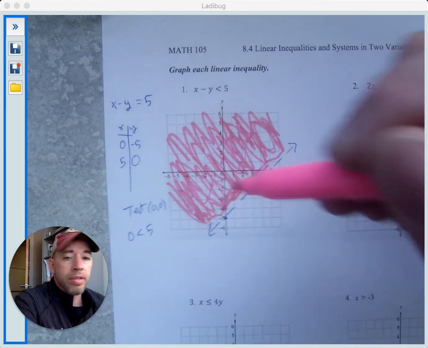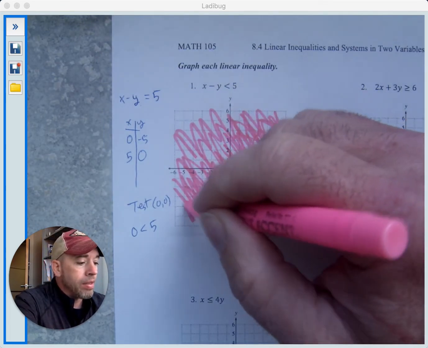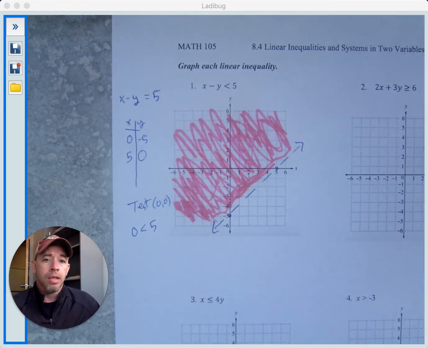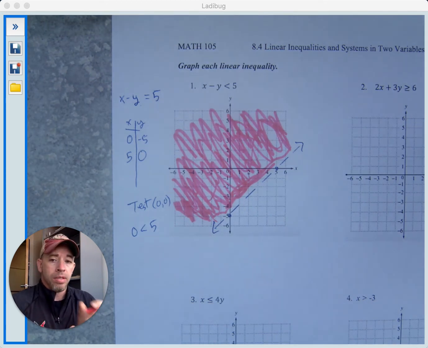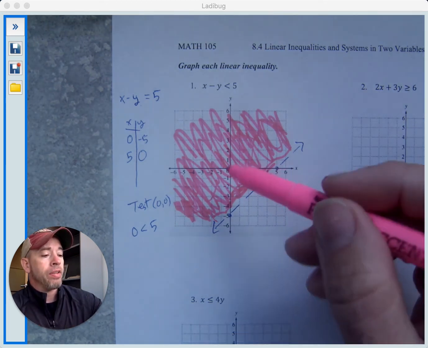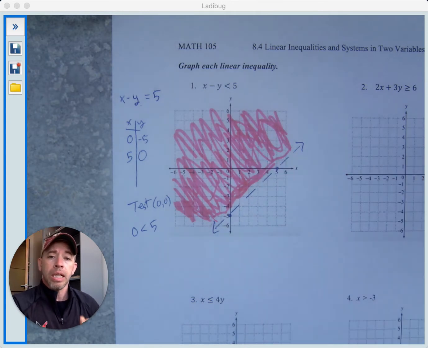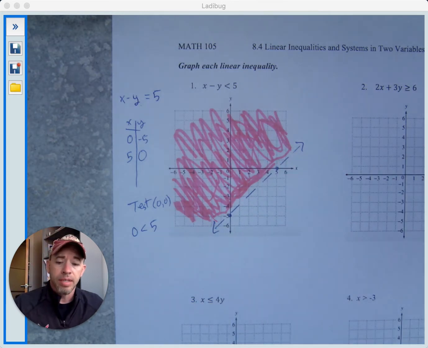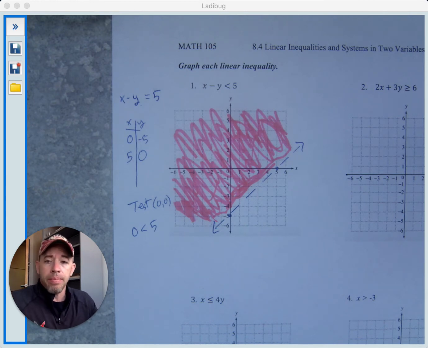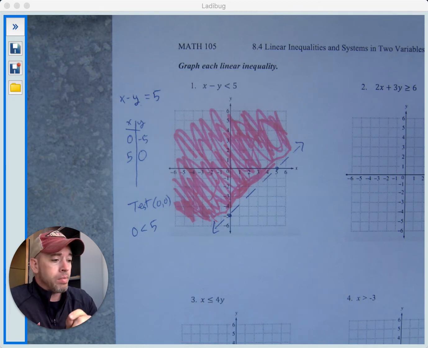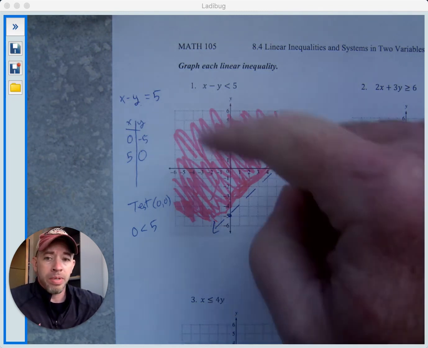But you'll be doing all these in my lab. And in my lab, they have a nice little fill button. It's like a little paint can, and you can fill this side of the boundary line in one little click. And you don't have to do all the scribbles like I did. So when you're doing this on my lab, it'll be even easier, or at least technically, it'll be faster than what it would be by hand.